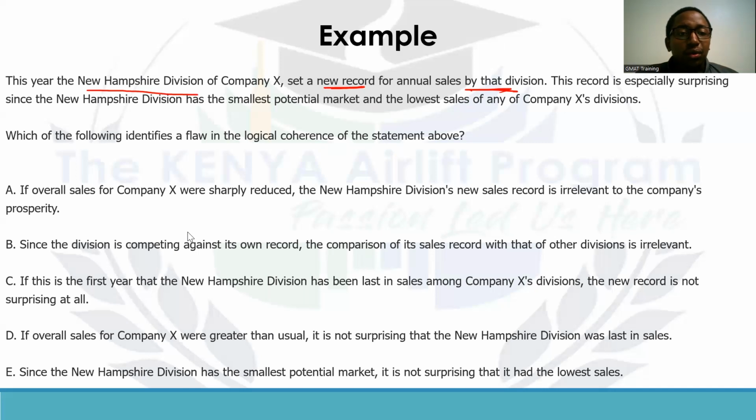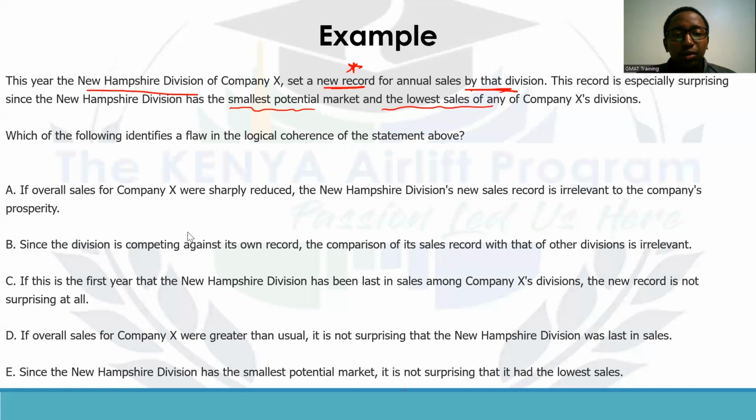Note that in the premise, we have the introduction of a record, and then in the argument, we have the introduction of the comparison of that division to other companies' divisions.